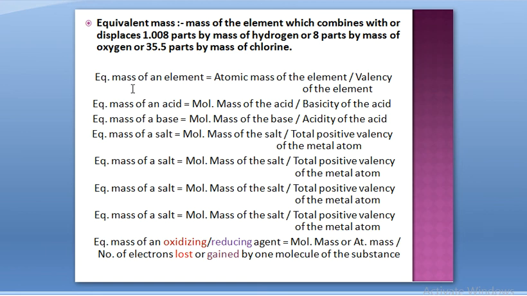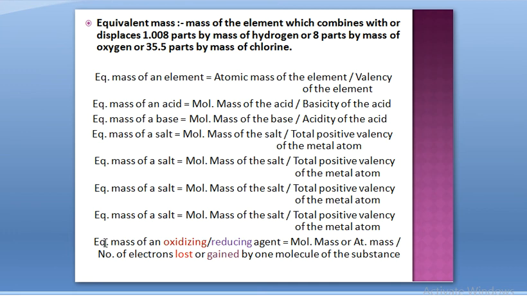If it is an element, अगर आपको equivalent mass of an element निकालना है, atomic mass उसका divided by its valency of the element. If it is an acid, molecular mass of that acid divided by basicity of that acid. If it is a base, molecular mass of the base divided by acidity of the base. If it is a salt, molecular mass of the salt divided by total positive valency of the metal ion. Positive valency सिर्फ लेनी है metal ion की. And I have written it twice, sorry. Oh, I have written it thrice. I have written it one more time.